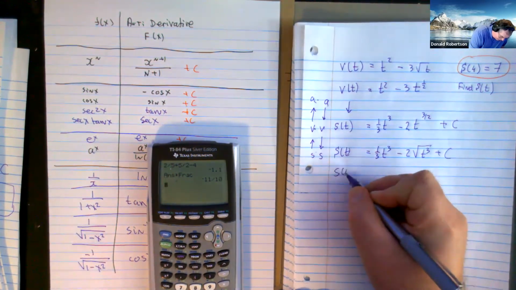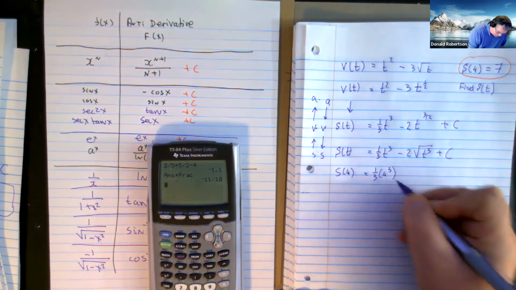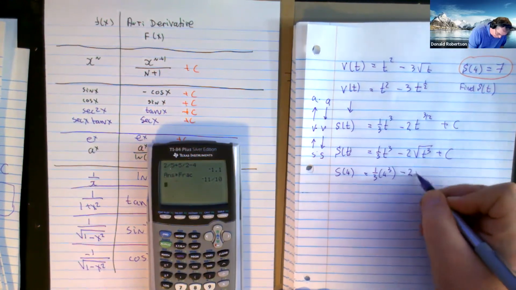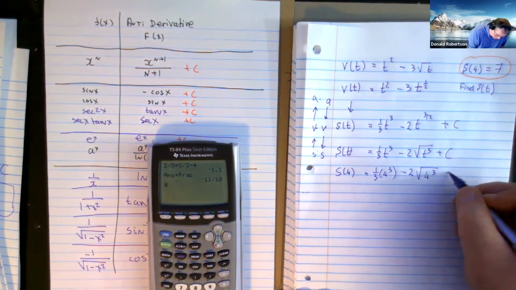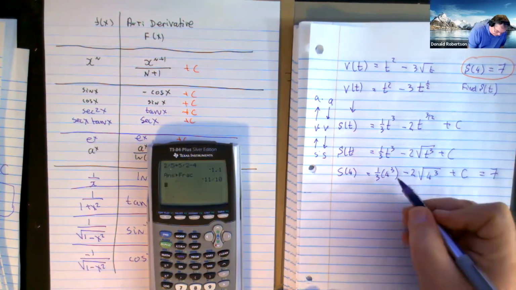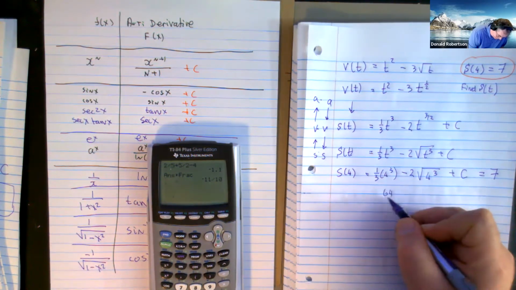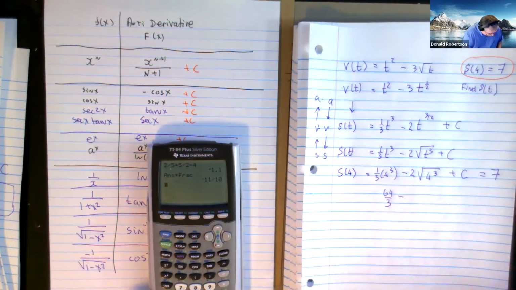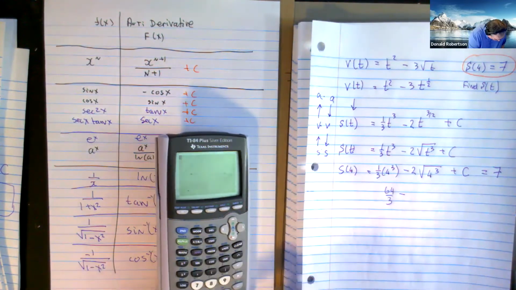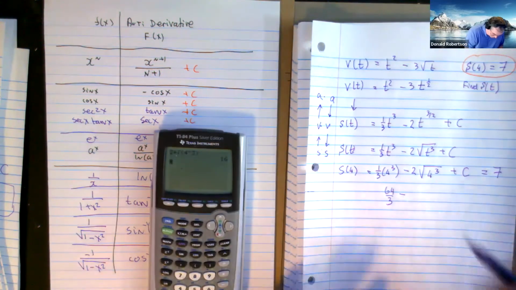So what do I know? I know that S of 4 is 1/3 times 4 cubed, take away 2 lots of the square root of 4 cubed plus C, and we're told that that has to equal 7. 64/3. Probably do that in the calculator. Hopefully it comes out nice. I'm pretty sure it does actually. 2 times the square root of 4 cubed, which is 64. Of course, it comes out nice. You get 16.